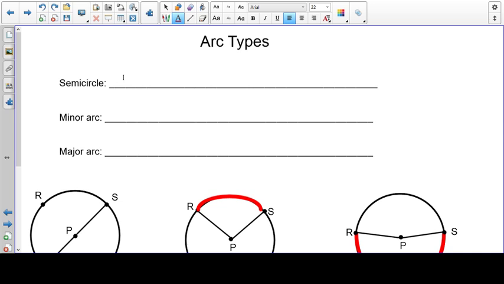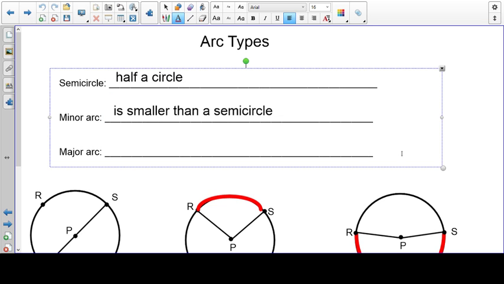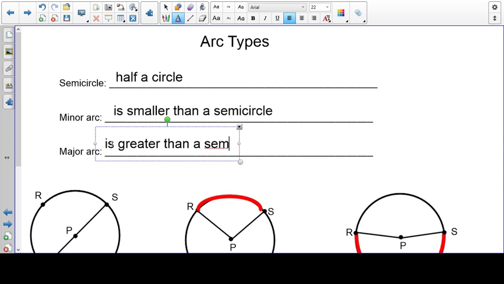Arc types. So this one I'm going to type again. A semicircle is half a circle. A minor arc is smaller than a semicircle. Remember, pause when need be, so that if I'm going too fast and you need extra time to write, please do that. And a major arc is greater than a semicircle.